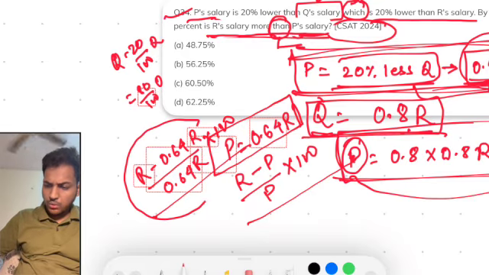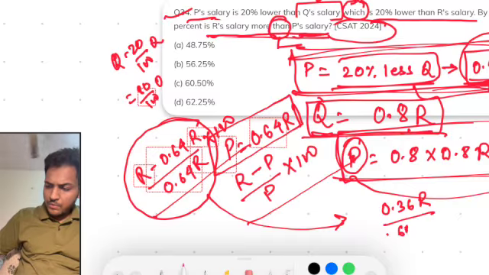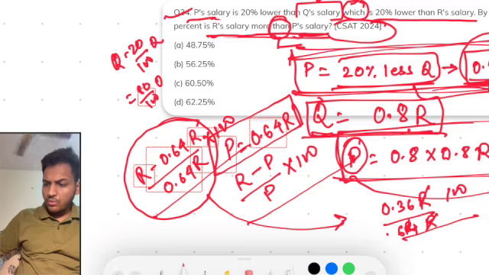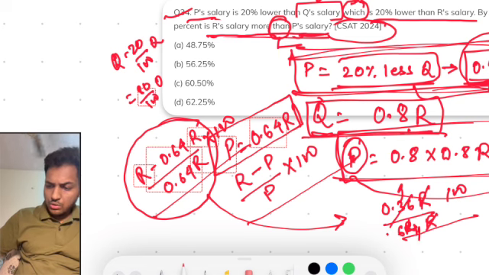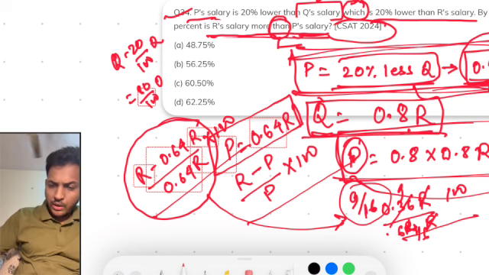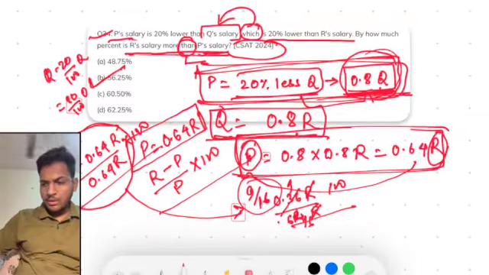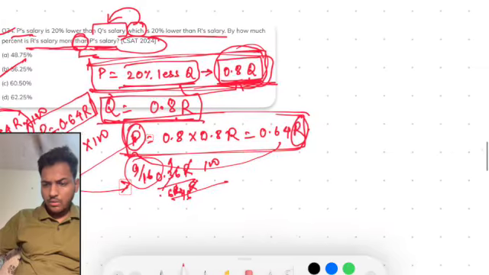This R minus 0.64 R will be simply 0.36 R divided by 0.64 R, which will be cancelled out, into 100. Now that will be very simply, so you can cancel it out, this will be 9 out of 16. So this will be 9 out of 16, which will be 56.25. So the answer will be 56.25. Is it okay? Now you see, similarly we will solve another question.